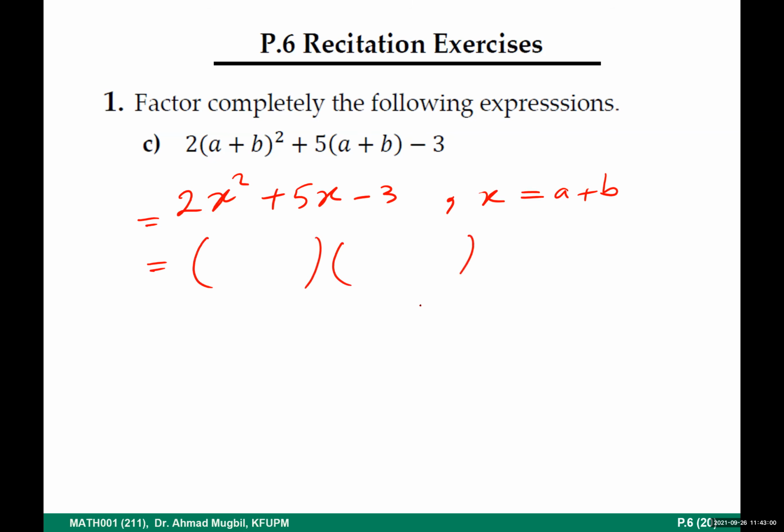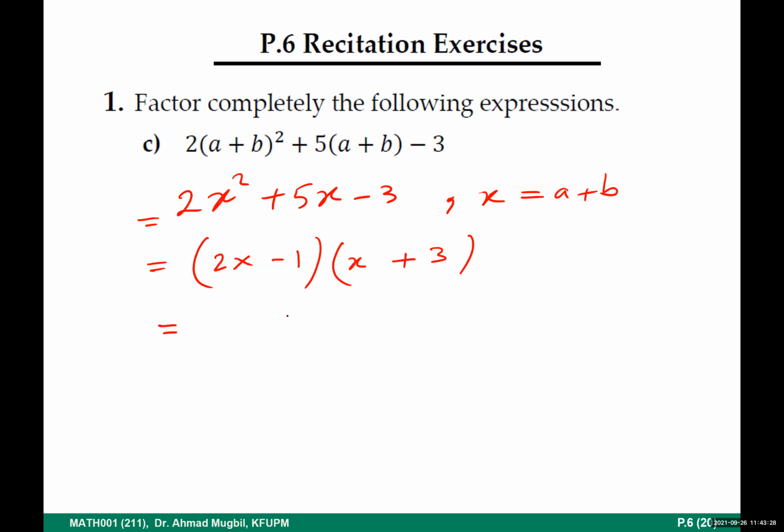Trinomial by trial and error. 2x squared, it is 2x times x. Now I want the sum of the products to be positive 5. So we will use 3 and 1, positive. I want the bigger product to be positive. Here it is. You can do it quickly like that. You just need to practice more. Check. Don't go to the next step before checking that your factoring is right, because if you did something wrong here, everything after that will be wrong.